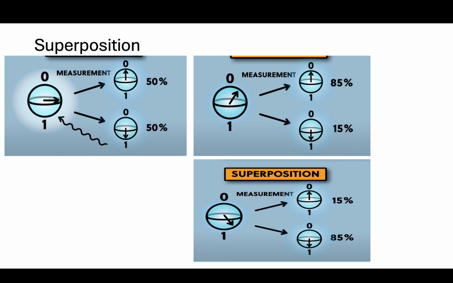And then how exactly does superposition work? If you toss a coin, the output could be 0 or 1. The probability of 0 or 1 is 50%, right? Similarly, if you do a measurement and the probability of 0 is 85%, then the probability of 1 will be 15%. That's the distribution you have as part of superposition. It could be 15% for 0 and 85% for 1.